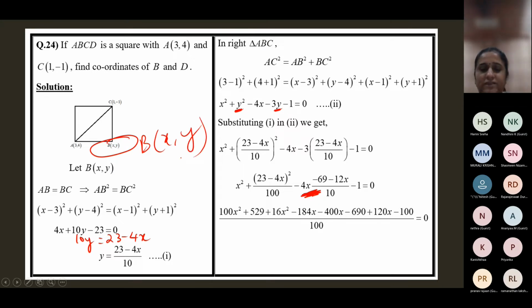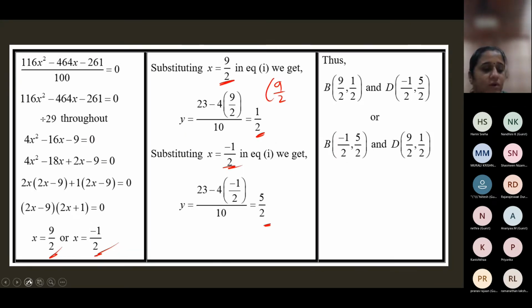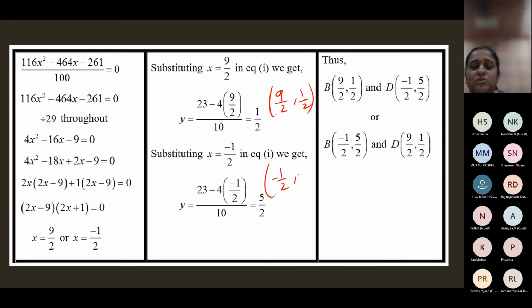Okay, so now we found x and y values. x is 9 by 2, y is 1 by 2. And x is minus 1 by 2, y is 5 by 2. This is what we get. So if this is B, then this is D. Like this, we find the address of both the vertices B and D.